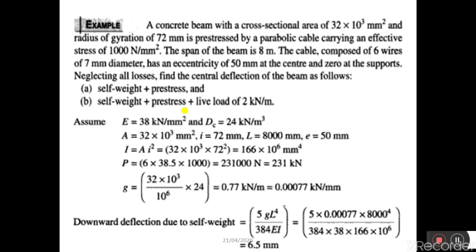The cable, composed of 6 wires of 7 mm diameter, has an eccentricity of 50 mm at the center and 0 at the supports. Neglecting all losses, find the central deflection of a beam as follows. Case 1, self-weight plus prestress, and Case 2, self-weight plus prestress plus live load of 2 kN per meter.